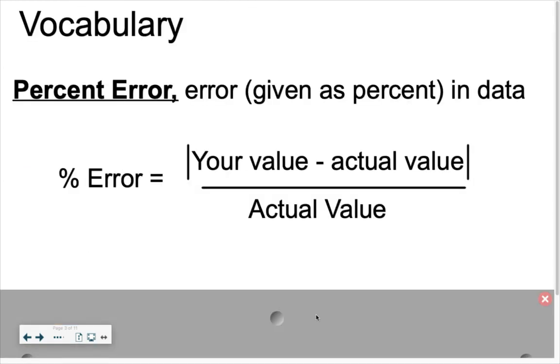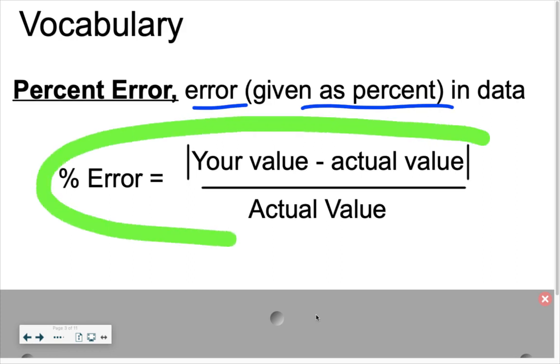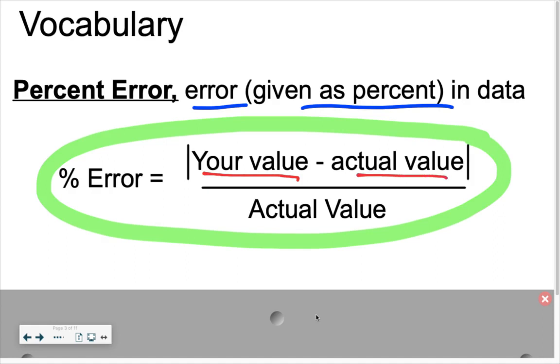When we talk about percent error, as defined, it's the error given as a percent in data. And here is your formula, but this is a lot to write every time, so we're going to shorten that. To find your percent error, you're going to take the value that you guessed, minus the actual value, and that's always going to be positive, thus the absolute value lines here. So always make sure whatever your error is, it's an absolute value. Absolute value is always, always, always positive. And then you're going to divide that by your actual value.